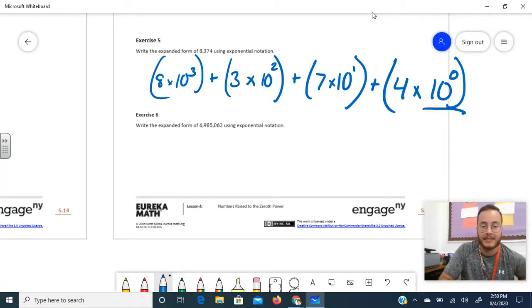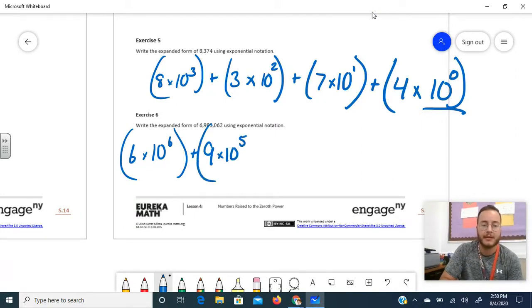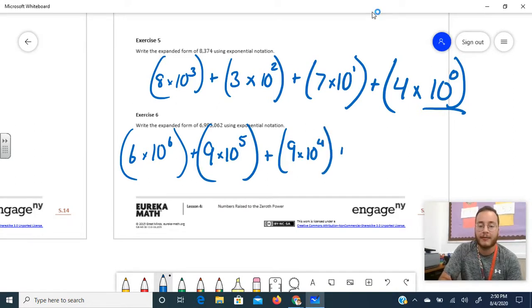All right, I have 6,985,062. 6 is in the millions place, so I have 6 times 10 to the 6th power plus 9 times 10 to the 5th power to make it 900,000 plus 9 times 10 to the 4th power. And then, wait, no, sorry, skip that. Plus 5 times 10 to the 3rd power, because it's in the thousands place.